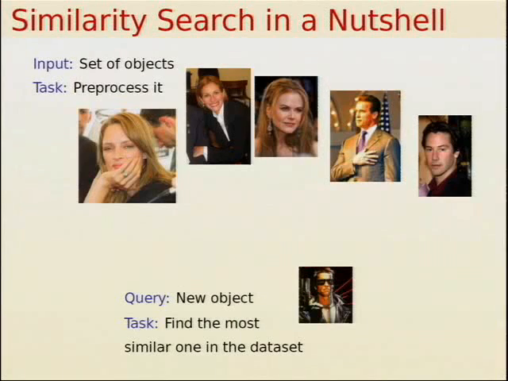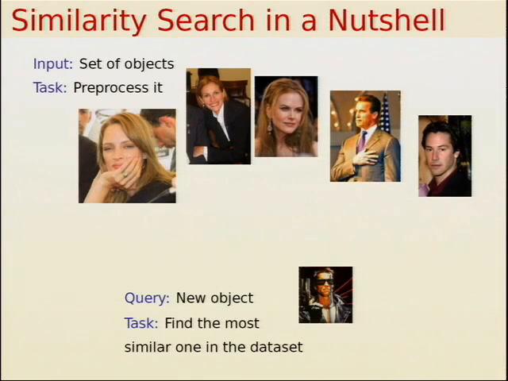And once we get a query, which is another object, we have a similarity function or distance function that for any two objects provides the distance or similarity, how similar they are. And our task is to quickly find an object in the data set which is the most similar to the query object. So can you solve this?